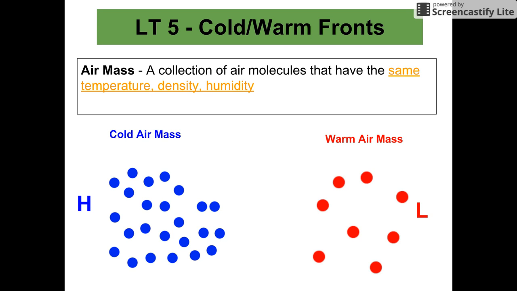Let's review. An air mass is a collection of air molecules that have the same temperature, density, and humidity. So if you look at the picture, you see the cold air mass. It's represented by blue because it's colder molecules that come together and then sink to the ground. That coming together causes a higher pressure, which is why cold air masses are represented with a blue H. Now the opposite is true with warm air masses. Warm air masses, the molecules spread apart because they are warmer, and they rise up into the air, causing a low pressure, which is represented by a red L.